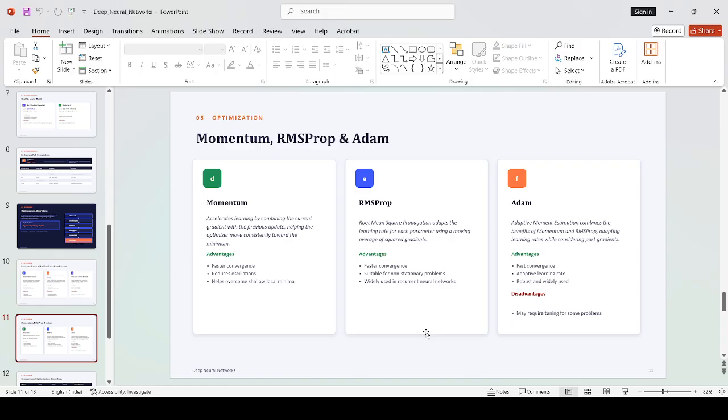The third and most popular optimizer is ADAM, which stands for Adaptive Moment Estimation. ADAM combines the advantages of both momentum and RMS prop. It provides adaptive learning rates, converges quickly, and is robust across many deep learning applications. For these reasons, ADAM is one of the most widely used optimization algorithms today.